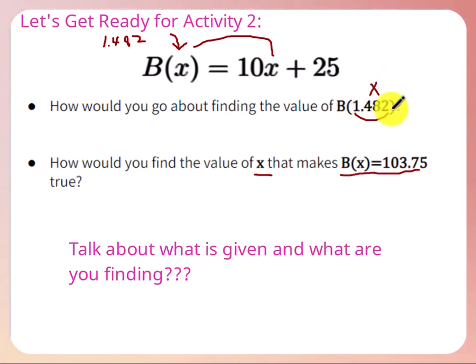If they give you this number in parentheses, you put it into the equation or the function, and you simplify. If they say b of x equals, they're giving you the y value. So we're going to put that here, and then we're going to solve for x. So talk about what is given and what you're finding. So understand that before we move on.